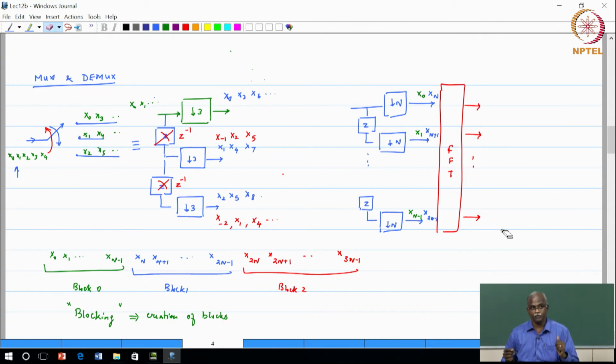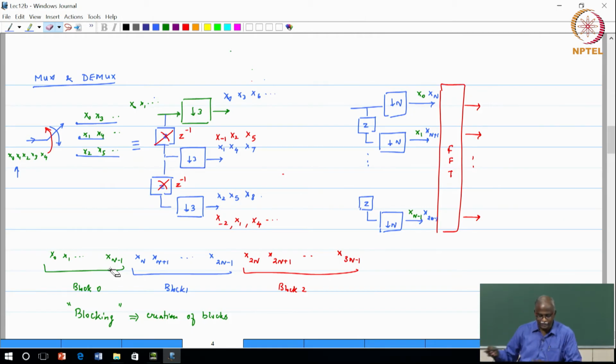Okay, that is a good question. The question is, why do I split it as non-overlapping blocks? Yes, it is a very good question. Basically, the answer is, very often when we have large segments of data, we say that I am interested in spectral analysis, and so we take segments of data and analyze it.